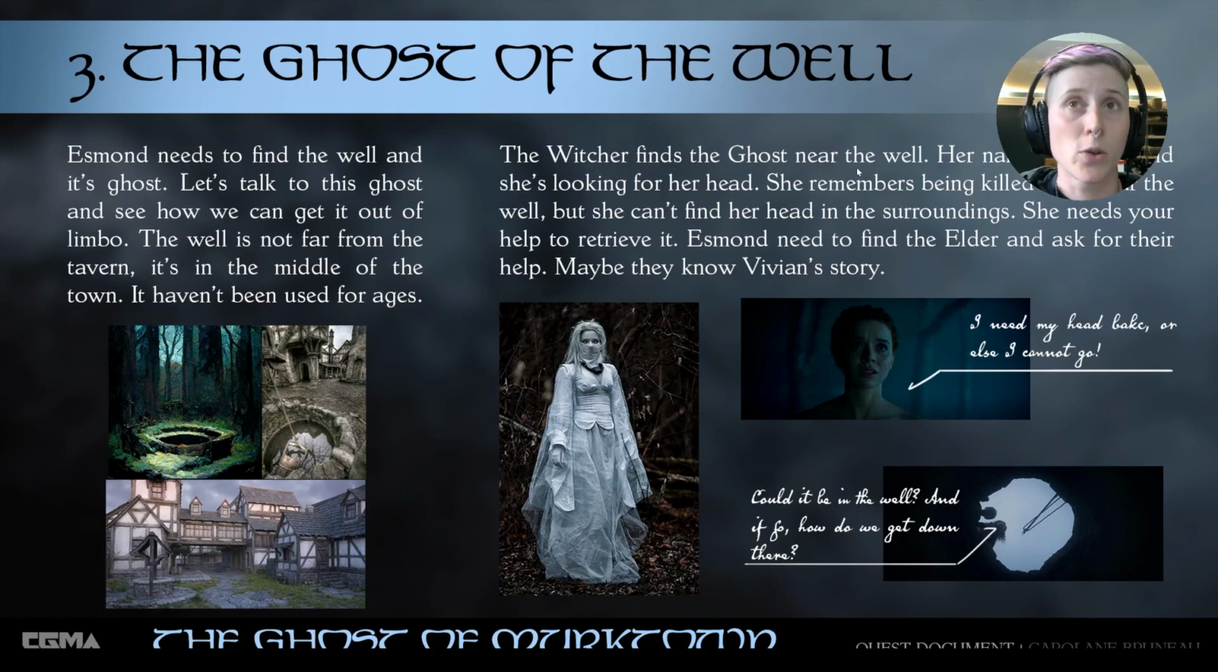The Witcher finds a ghost near the well. Her name is Vivian, and she's looking for her head. She remembers being killed here near the well, but she can't find her head in the surroundings. She needs your help to retrieve it.